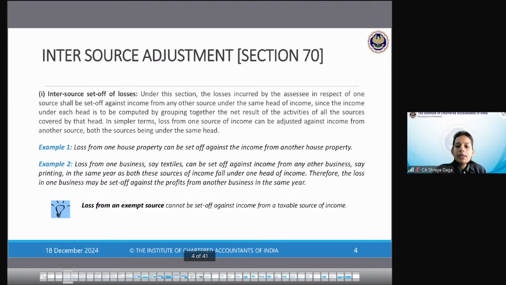Okay, but otherwise, say loss from one house property can be set off against income from another house property. You generally have that now. If you have two properties, one is self-occupied, the other is deemed to be let out, for example. Or suppose you have three properties. So two are self-occupied and one has to be deemed to be let out. So then you'll have income. When it is self-occupied, you'll mostly have a loss, and when it is let out, you'll mostly have a gain, and then you can set off. So that kind of thing is allowed. And loss from one business, say you have textile business and you have another business, say you have printing business, and you have loss from textile and gain from printing, but they are both within PGBP. This much is allowed. Okay, this much is allowed. All right. Next.